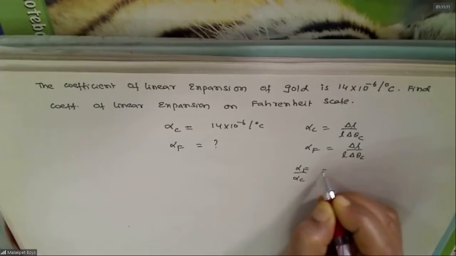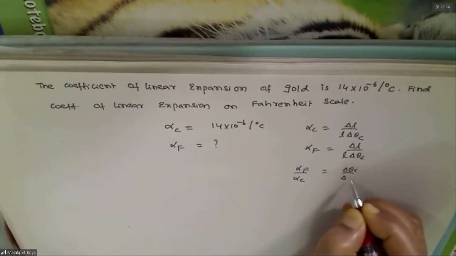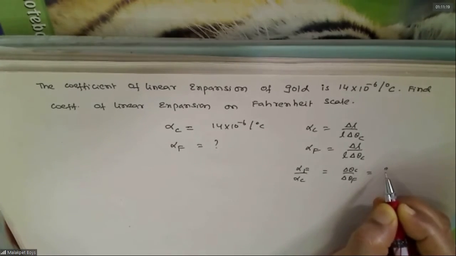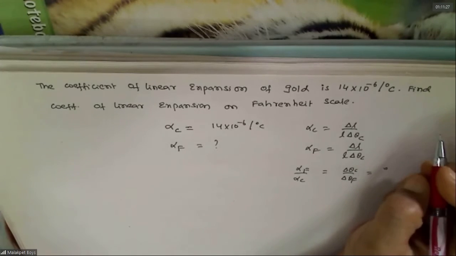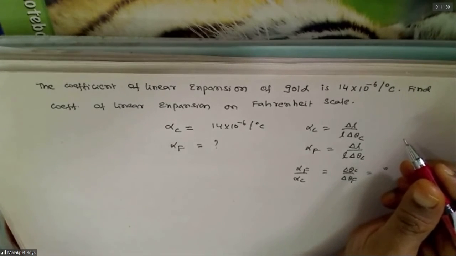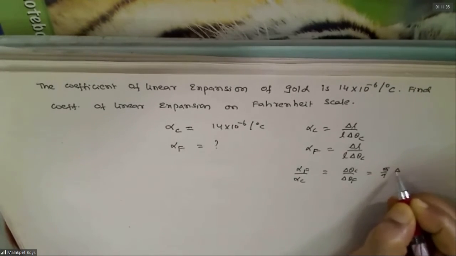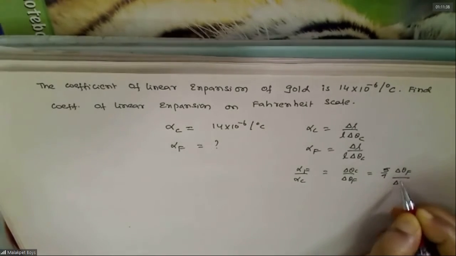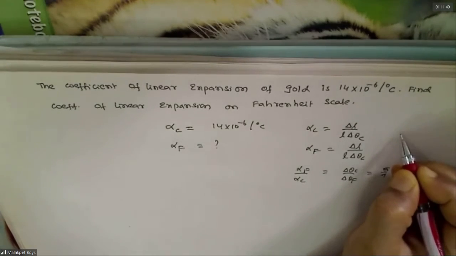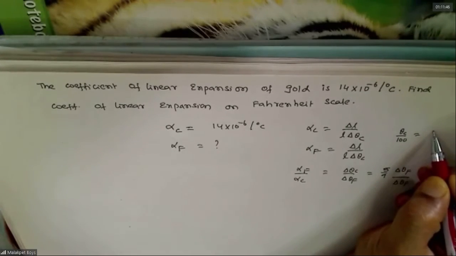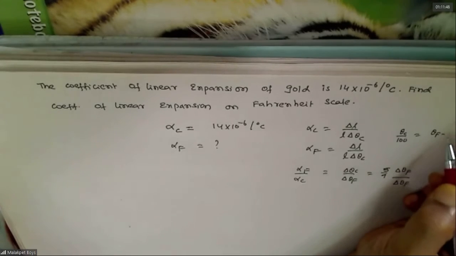Alpha C equal to 9 by 5 alpha F. 5 by 9, no, this is? This is 5 by 9, sir. The answer will be 9 by 5, alpha. Sir, 9 by 5. Sir, alpha C is 5 by 9, sir. 9 by 5 only, sir. 5 by 9 by 5. Wait, wait. 5 by 9, sir.